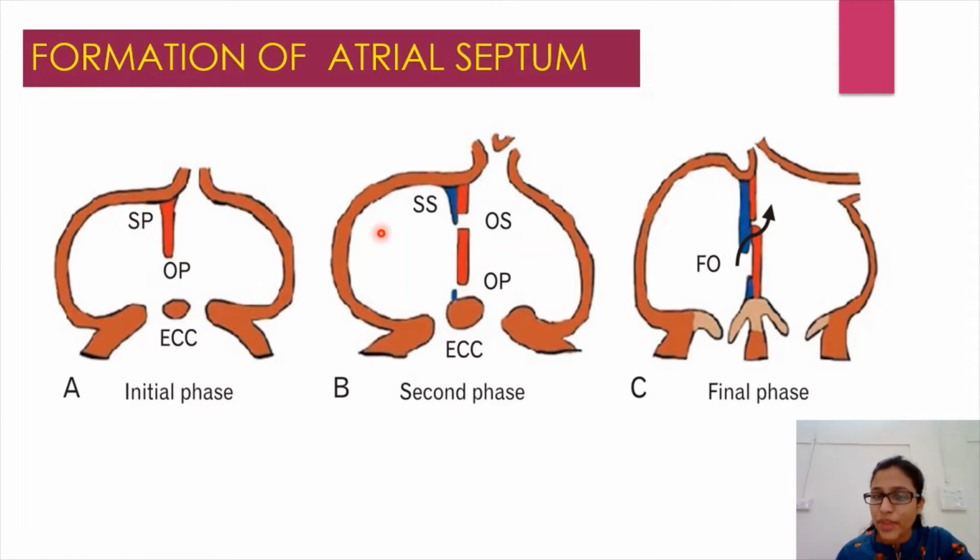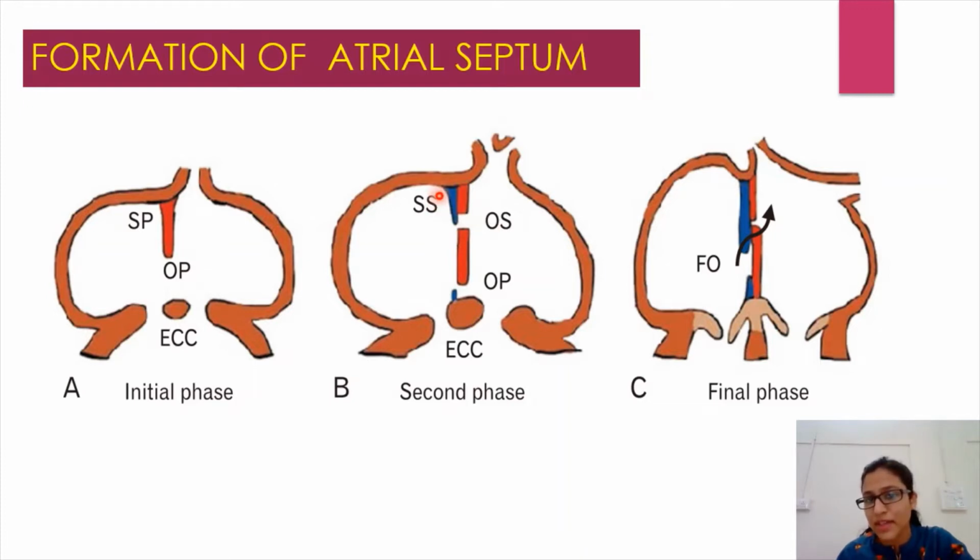So the blood from the right atrium has to pass to the left. So with the process of apoptosis, the upper part of the septum primum degenerates and there is formation of an opening called the ostium secundum.